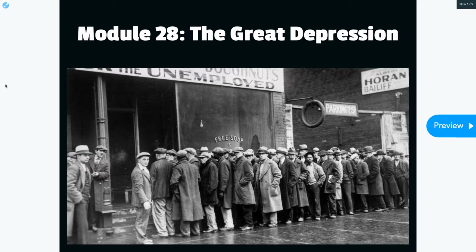Now, that is what you would see in most large cities, a line of people lined up for free soup, free bread, whatever they can get because they are all unemployed. You can see there is one African American there.